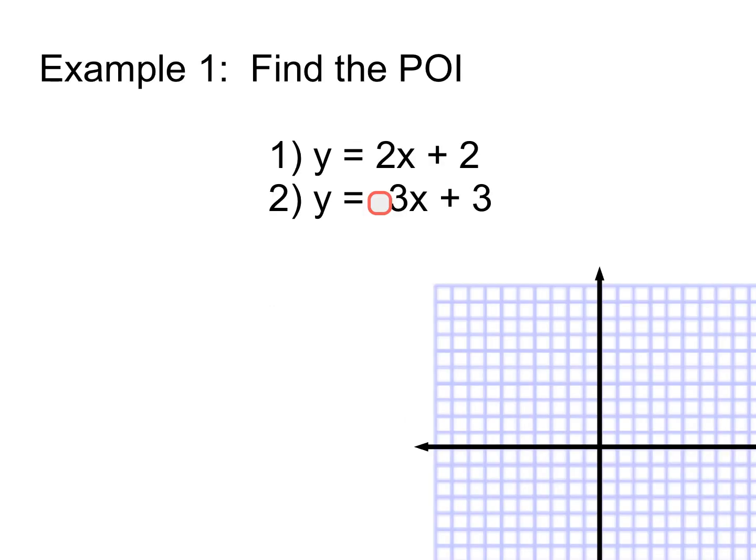Here's the first example that we're going to do together. Let's go through the steps first of graphing the line. Please just ignore the little box here. I'm just trying to cover up a negative sign that made its way into the question, and it shouldn't have been there. So we have y equals 2x plus 2 and y equals 3x plus 3. So we need to graph both of these lines.